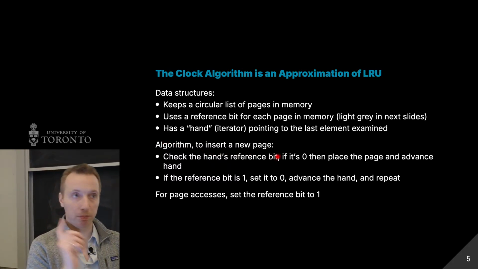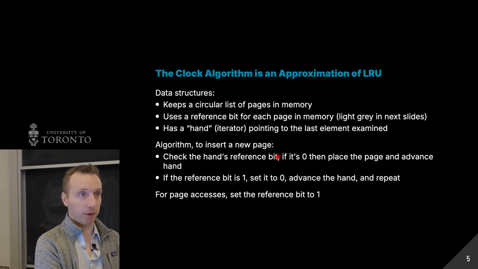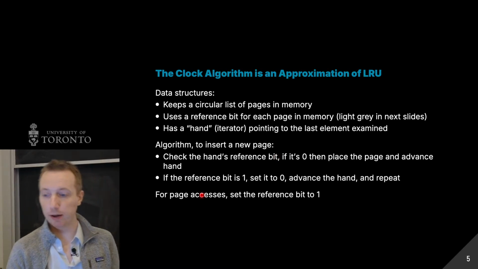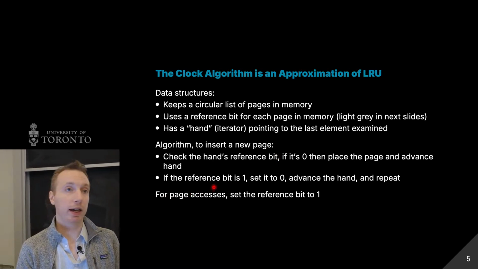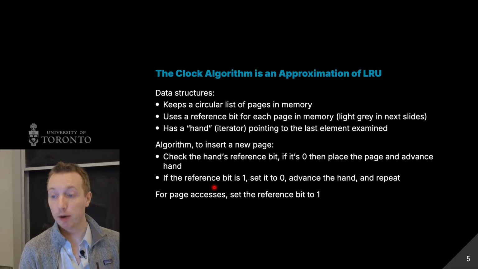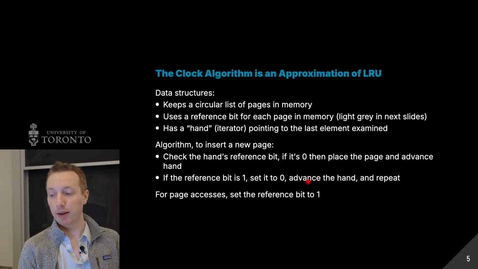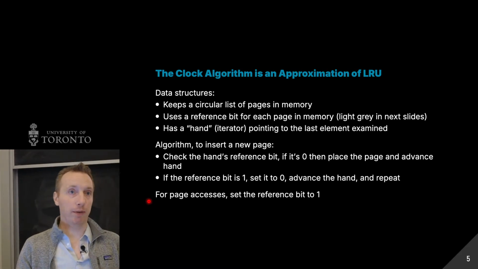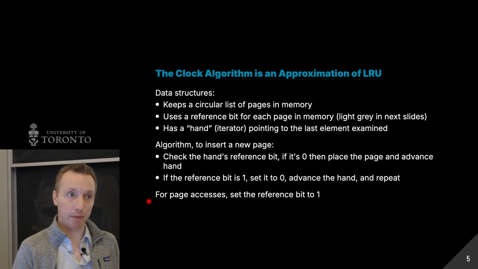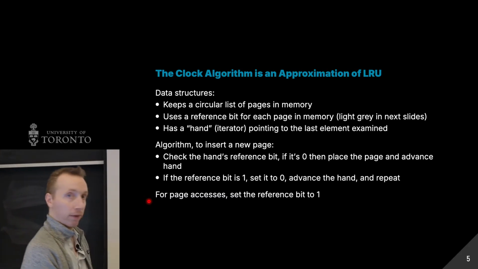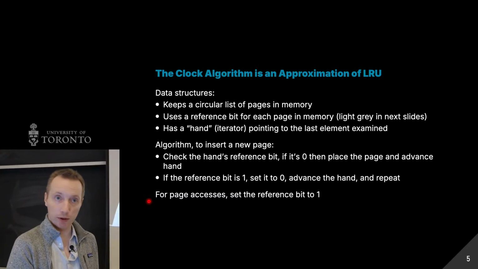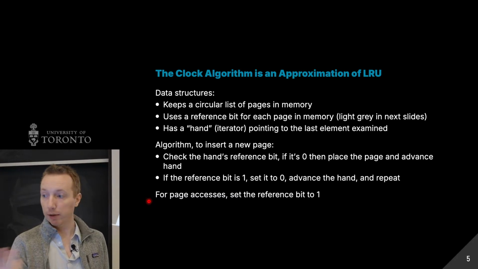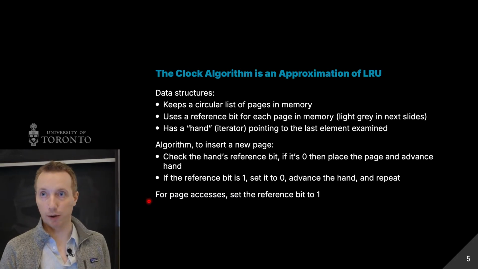If it's 0, place the page there, set its reference bit to 1, advance the hand. If what it's currently pointing at has a reference bit of 1, we set it to 0. It just gets a strike against it, and then we advance the hand and repeat until we actually find our victim. And then for accesses, we do the fastest thing we can, which is just set a bit. If the bit of that page is a 0, we set it to a 1. If it's already a 1, we leave it alone.